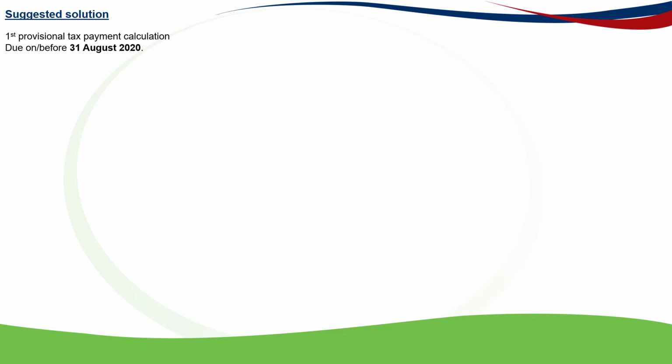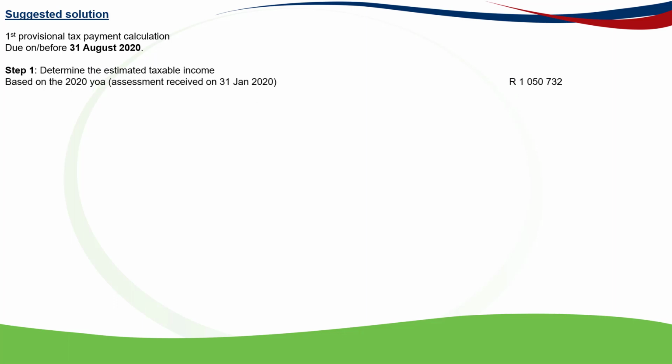The first step is to determine the estimated taxable income. The estimate will be based on the 2019 year of assessment, which was received on the 31st of January 2020, which is at least 14 days before the 31st of August 2020. That amount, according to the information provided, is 1,050,732, and it does not need to be adjusted.